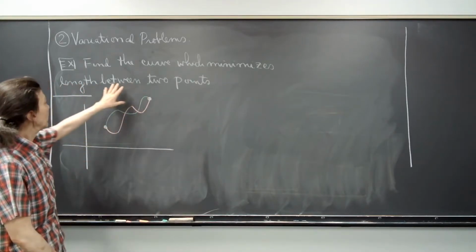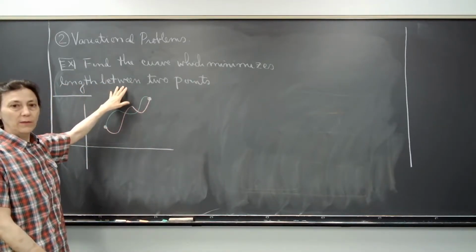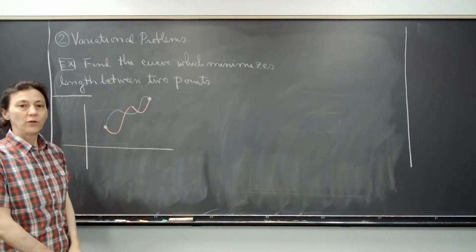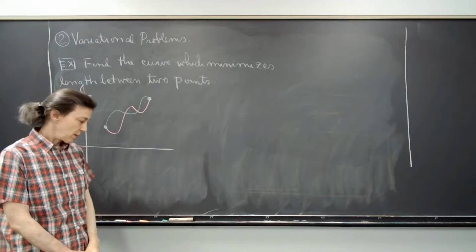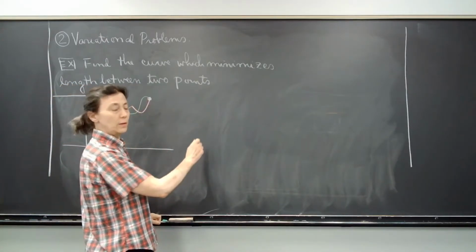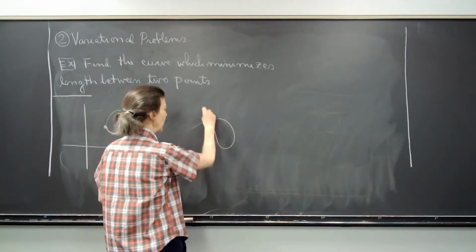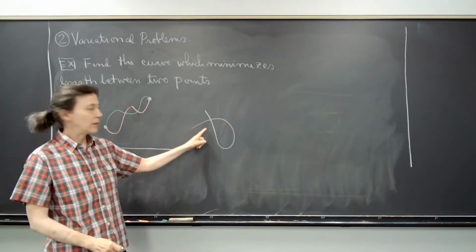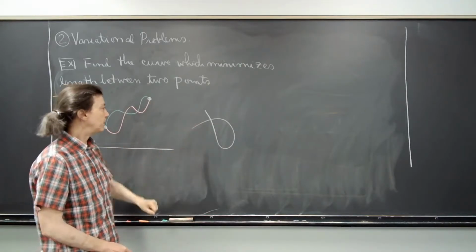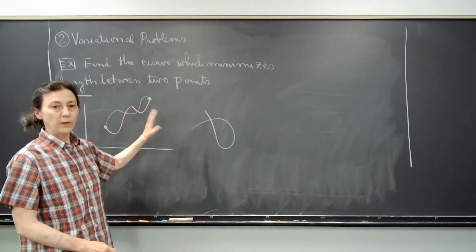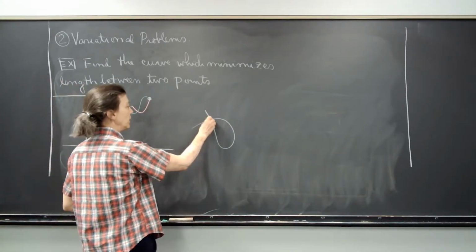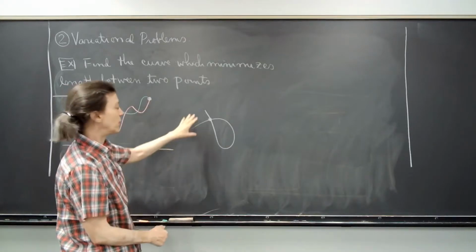Here's a simple example. Let's see if we can find the curve that minimizes the length between 2 points in the plane. Okay, a curve that minimizes length will probably not do something like that, right? Because there'd be no reason to add on a whole loop. And so, a minimizer, you can probably expect it, like right here, this is the implicit function theorem that we talked about the other day.